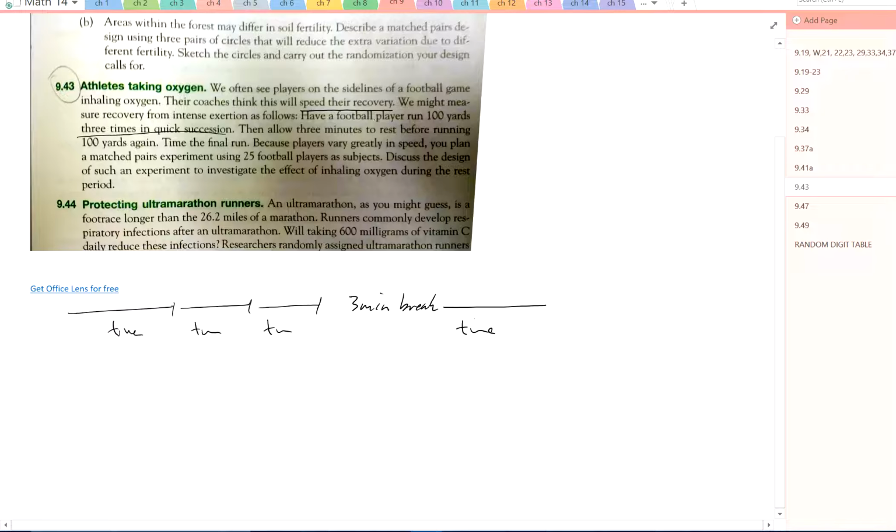Let's see, I'm just rereading this. We might measure the recovery from intense exertion as follows: three times, then allow 3 minutes to rest, time the final run. Design such an experiment to investigate the effect of inhaling oxygen. Oh, I guess I got to read the rest of the problem, sorry. Discuss the design of such an experiment to investigate the effect of inhaling oxygen during the rest period.